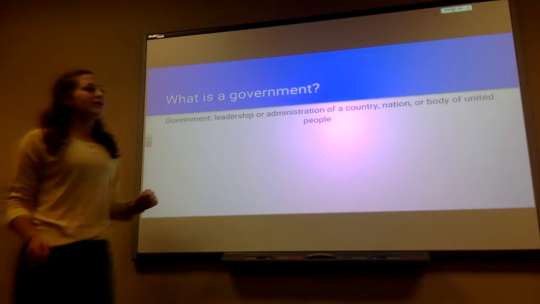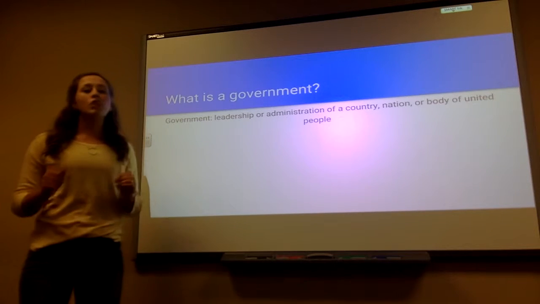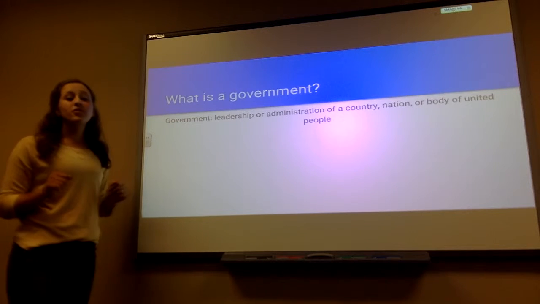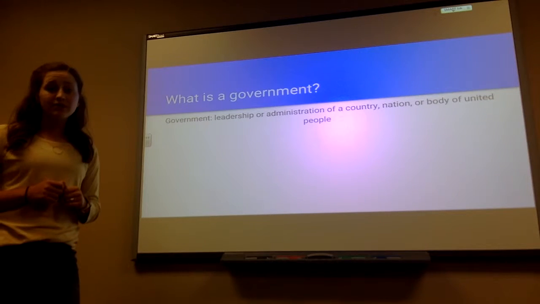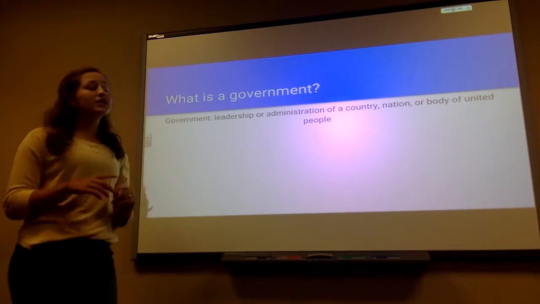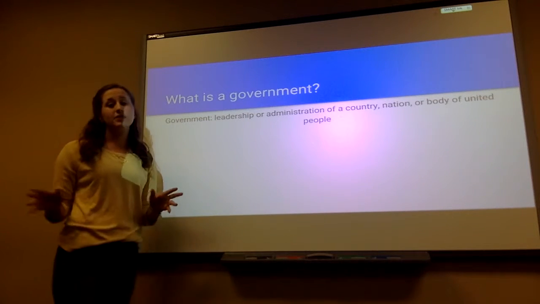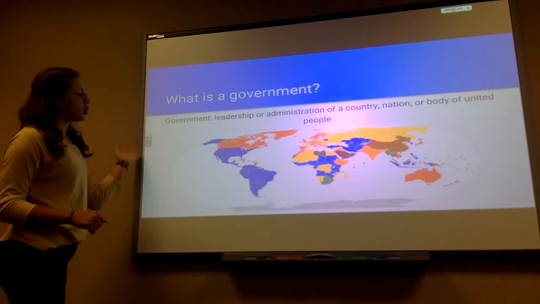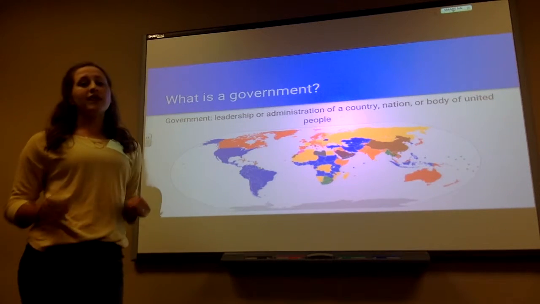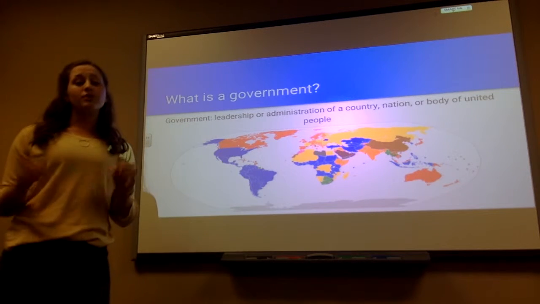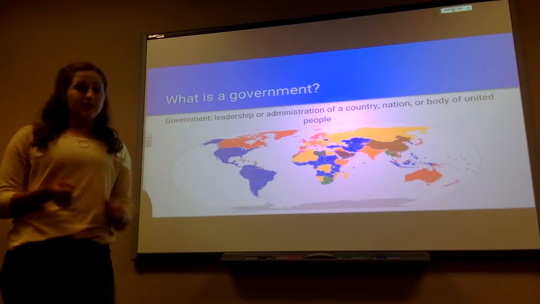So, I believe that we need to start by understanding what a government is. A government is a leadership, or some of you may have heard the term administration before. A government is a leadership or administration of a country, nation, or body of united people. There are lots of nations across the world that have lots of different types of government. However, today we're going to be talking about a certain part of our government here in the U.S.